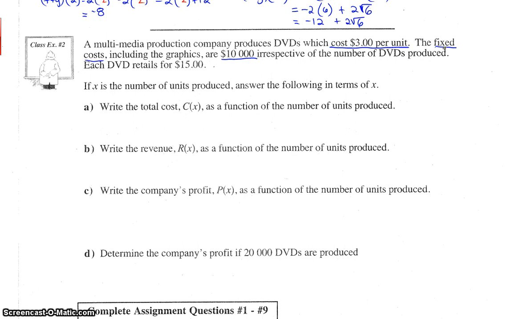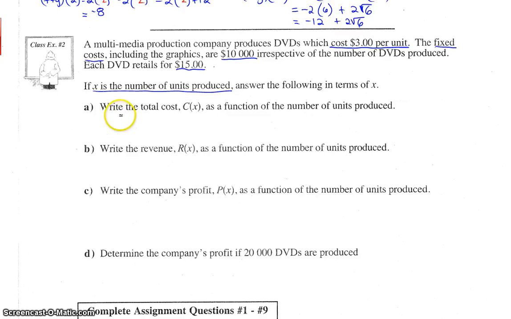Each DVD retails for $15. Okay, retails, which means that's what they sell it for. All right, if X is the number of units produced or the number of DVDs produced, okay, that's going to be important to remember. Answer the following in terms of X, which means right-hand side should have an X somewhere. Okay, part A, write the total cost, C of X, as a function of the number of units produced.